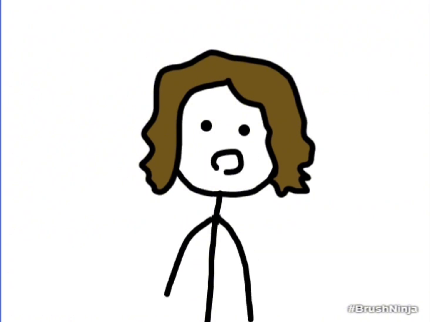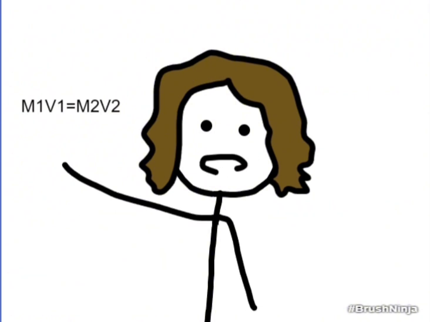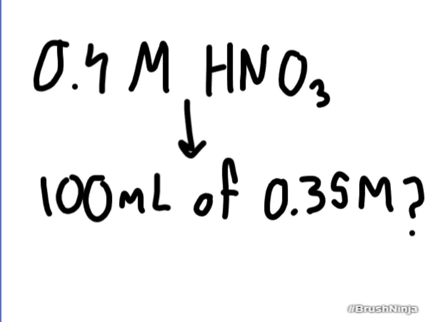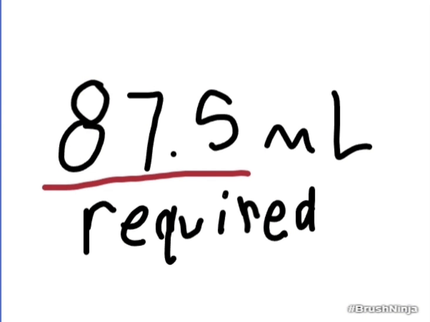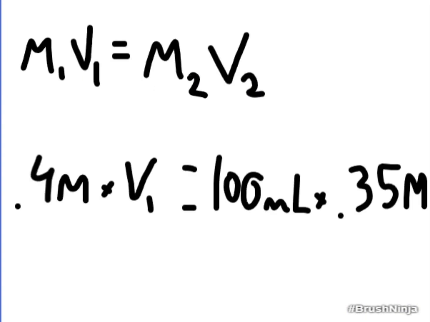Certain problems might require this formula, where M equals concentration and V equals volume. Let's say we have a solution of 0.4 molar nitric acid. What volume of the solution would you use to make 100 milliliters of 0.35 molar solution? You would need 87.5 milliliters.